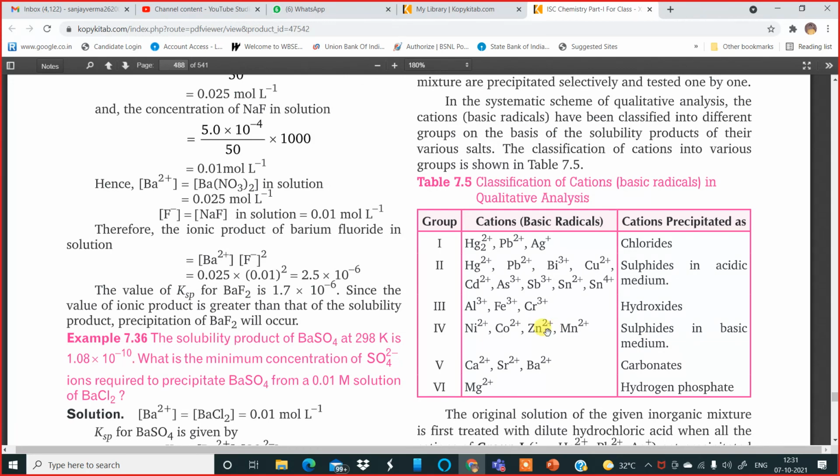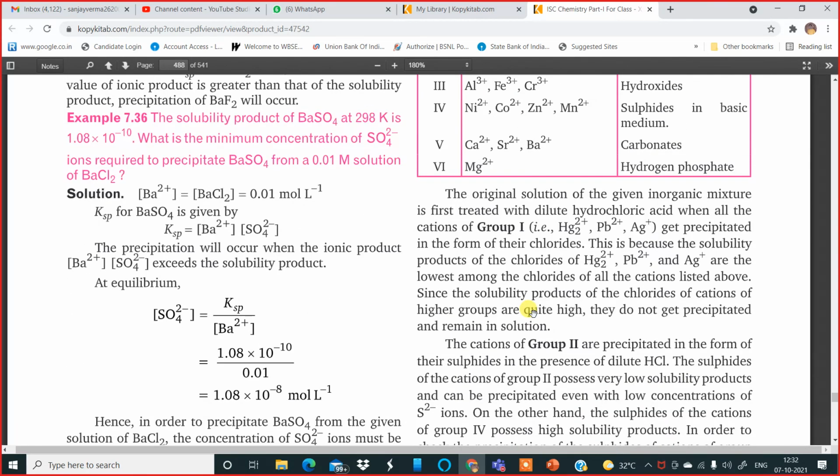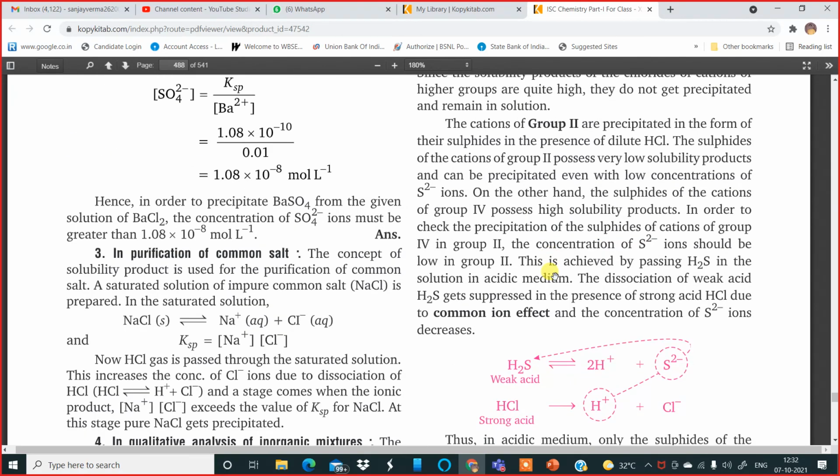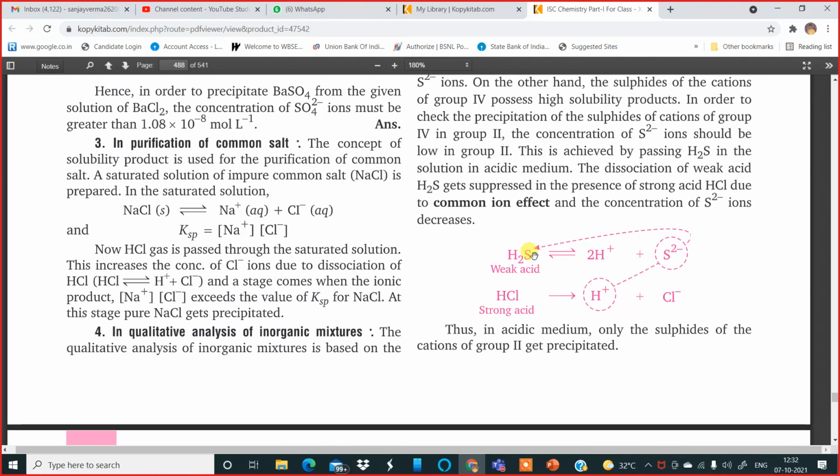So here, for the analysis of the basic radicals, the original solution of the given inorganic mixture is first treated with dilute hydrochloric acid, when all the cations of group 1 get precipitated in the form of the chloride. This is what I have explained. Similarly, subsequently we can go to the other groups also and precipitate the others as and when required. So have a look at this.